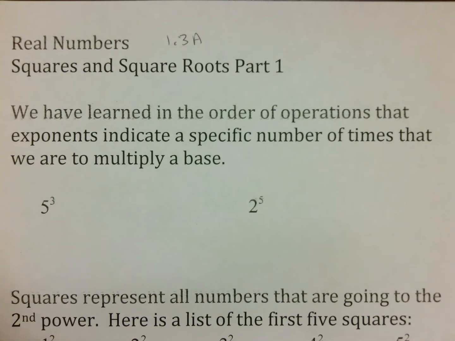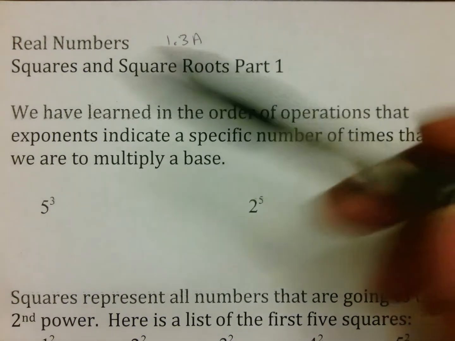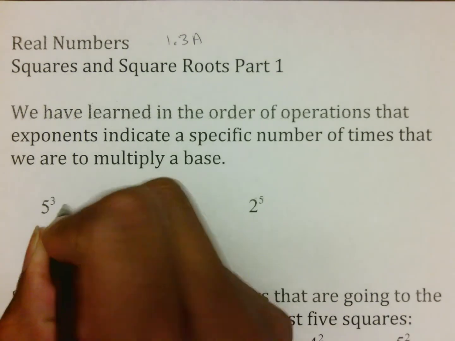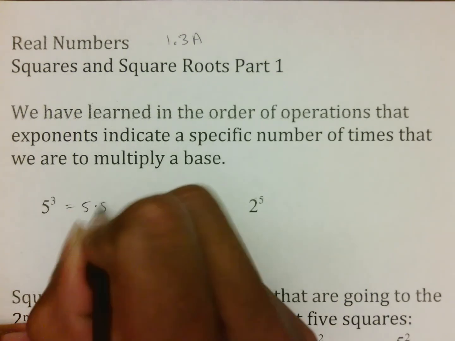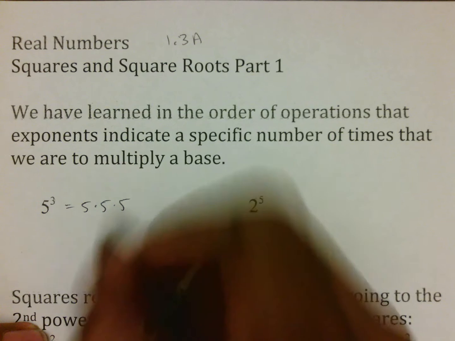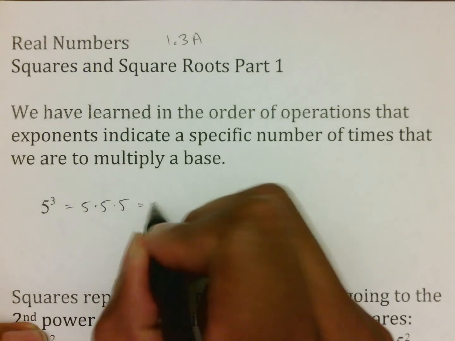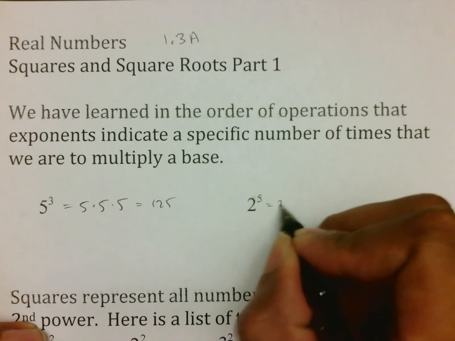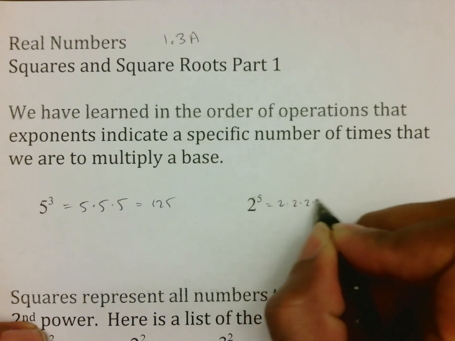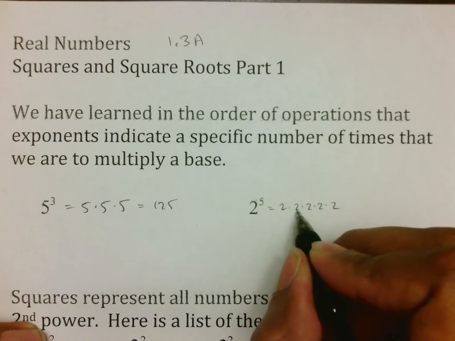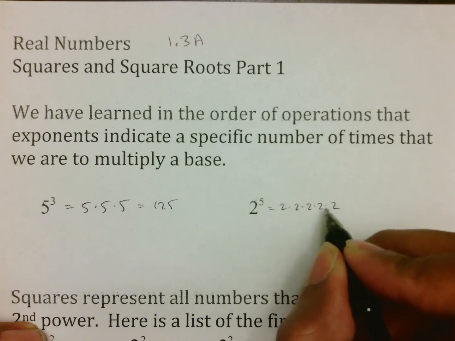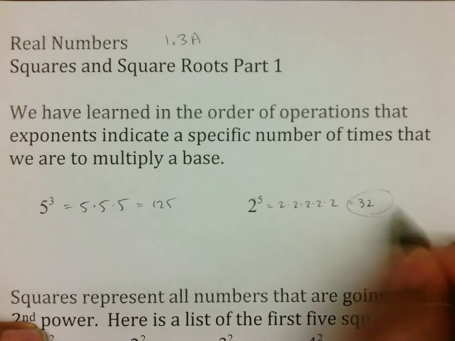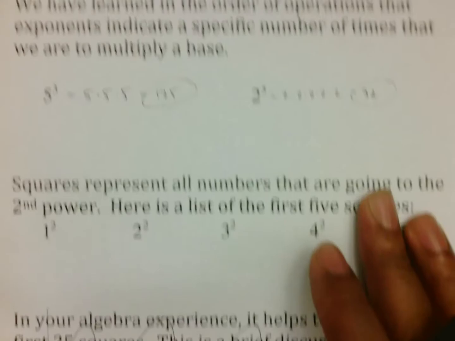First off, we learned in the order of operations that exponents are the little numbers that tell you how many times to multiply the base. For example, 5 to the third means take 5 and multiply it 3 times, which ends up being 5, 25, 125. 2 to the fifth means take 2 and multiply it 5 times, which is 2 times 2, 4, times another 2, which is 8, times another 2, which is 16, times another 2, which is 32. But again, that is what we learned in the exponent game.